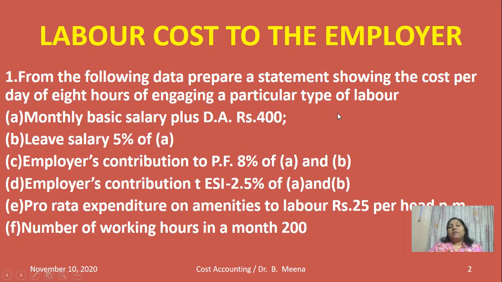Before I explain this problem, let me have a recap about what this topic, labor cost to the employer, is all about. Labor cost, we already discussed in the introduction of the cost accounting chapter in the previous video. We have three elements of cost. One is material, the other is labor, and the third is other indirect expenses, collectively called overheads. Only these three elements play a major role in deciding the cost of production.